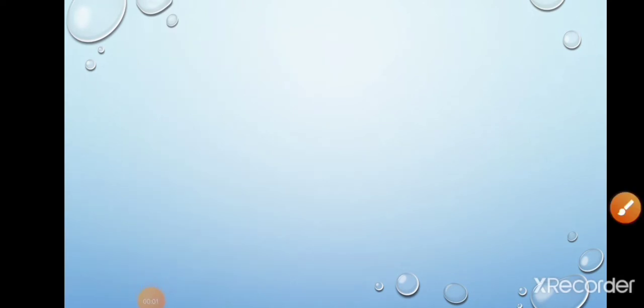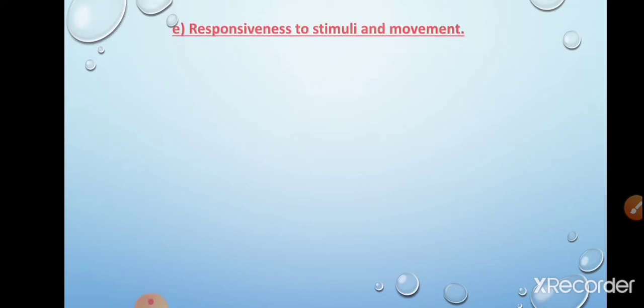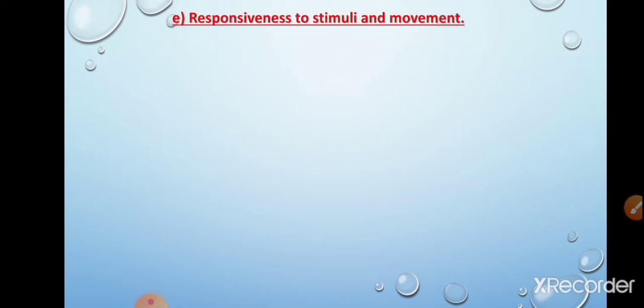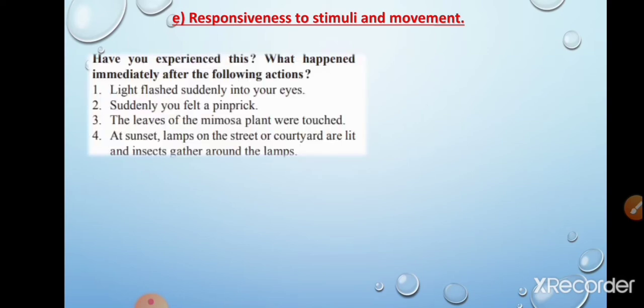So today's first characteristic which we are going to study is responsiveness to stimuli and movement. Have you experienced this? What happened immediately after the following actions? First one, light flashed suddenly into your eyes. Your eyes closed automatically. Second, suddenly you felt a pinprick. You take away your hand.